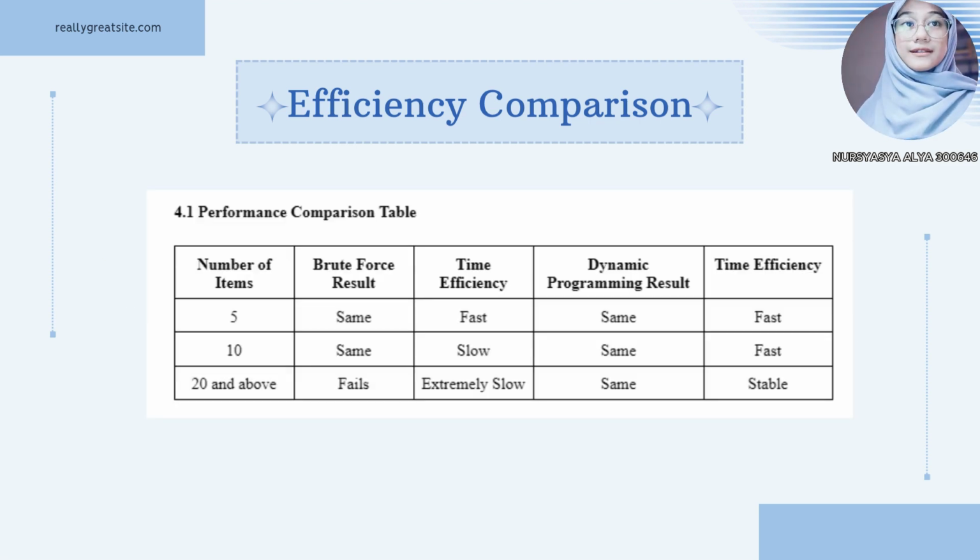Next is the performance comparison table. As you can see here, the first column is the number of items, which is 5, 10, and 20 and above. Then brute force result, time efficiency, dynamic programming result, and time efficiency for dynamic. For 5 items, the brute force result and dynamic programming result are the same, and their time efficiency too is the same, which is fast. For 10 items, the brute force result and dynamic programming result are the same too. But for time efficiency, brute force is slow, while dynamic programming is fast.